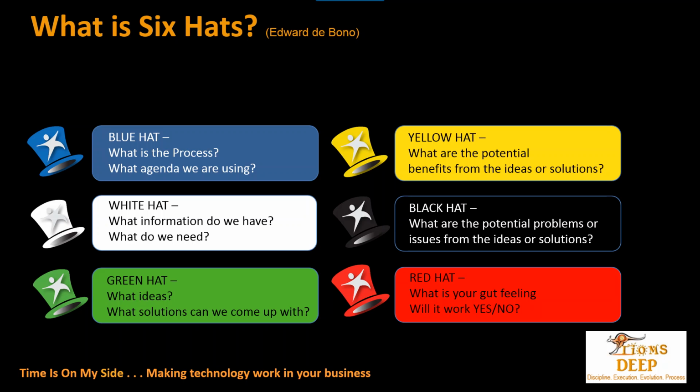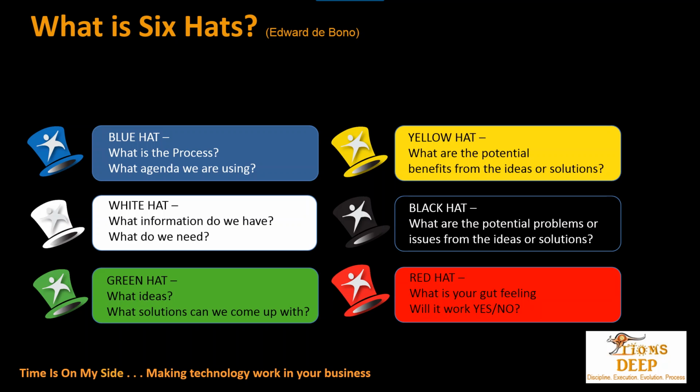And the black hat looks at the possible problems or issues to do with those ideas or solutions. And finally, the most powerful, the red hat, is all about your gut feeling. Do we actually think this will work? Well, really, if 9 out of 10 people think it won't, it probably isn't worth doing. So in 15 minutes, you've decided it probably isn't worth doing that project.